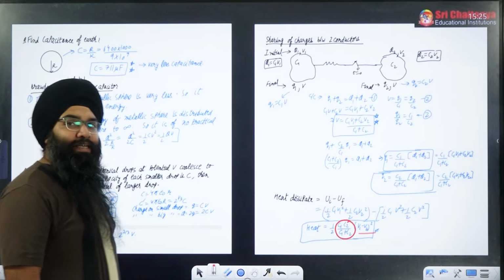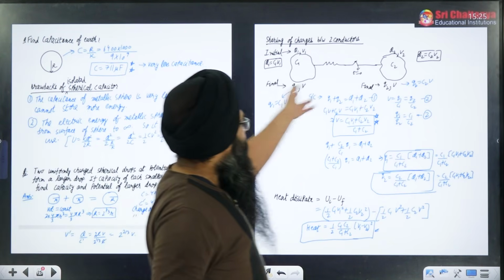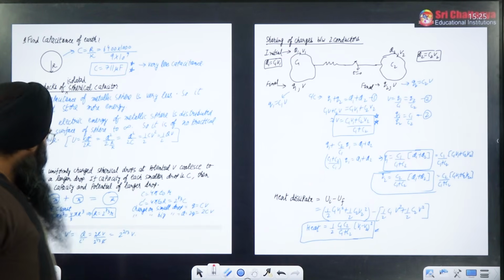So this is how you can calculate the heat dissipated when you connect two conductors having capacitance C1 and C2, and you can also find the common potential between them. I hope this point is also clear.